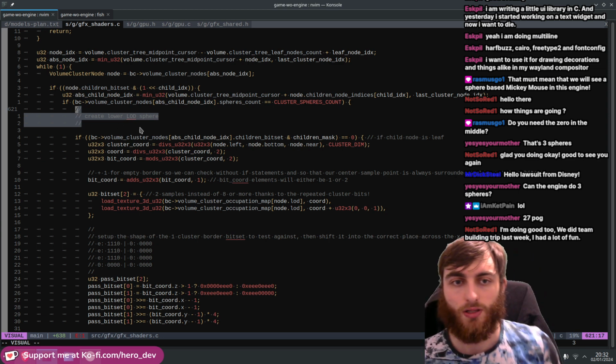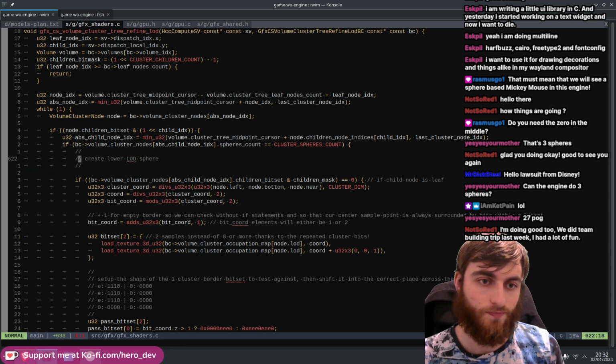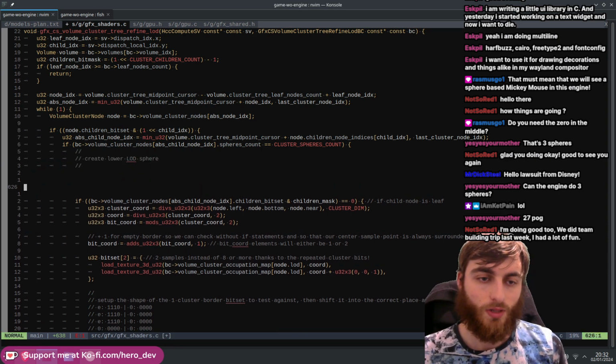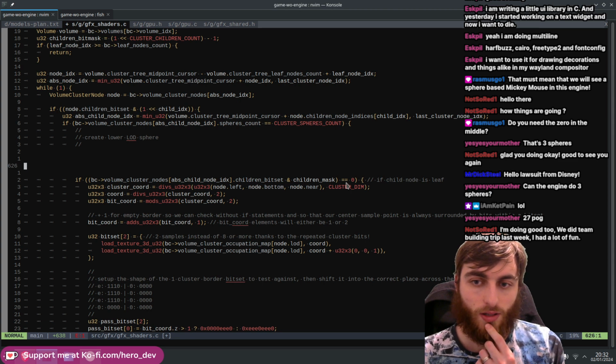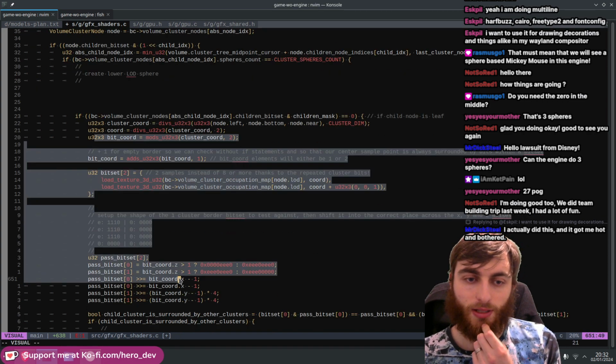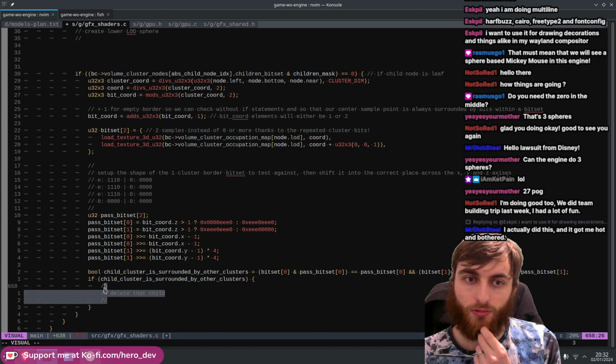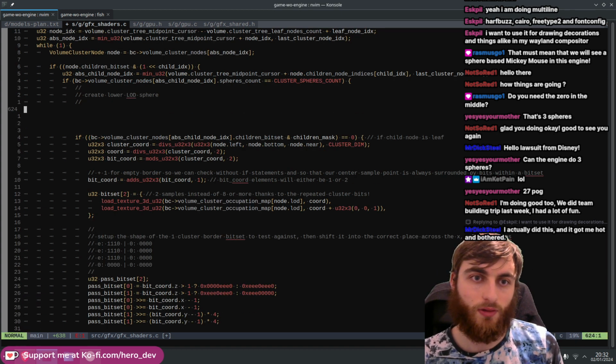Right, we've got to write code here to create the lower LOD sphere. If there's a full set of spheres here, you need to create the lower LOD sphere. So we need to actually write that code here. And then this is saying if the child node is a leaf node, and it's completely surrounded by other clusters with full spheres, then we delete this child, but we still keep the LOD sphere there. Got it. Let's make this lower level LOD thing.